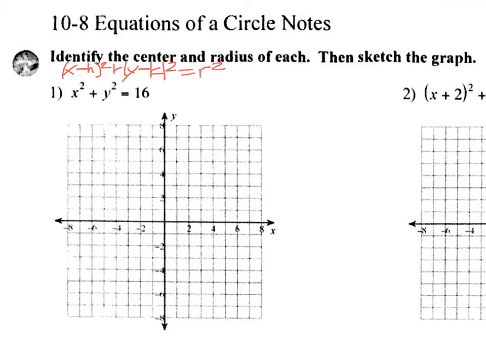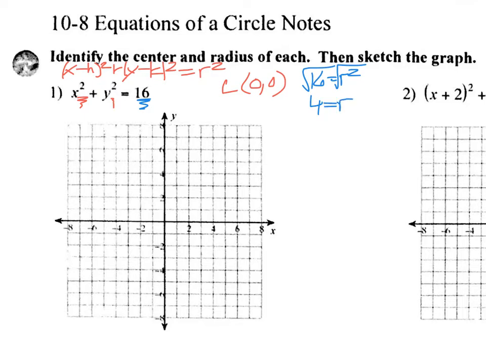Okay, so what's being subtracted from this x? Nothing, 0. What's being subtracted from this y? Nothing, 0. So what does that mean? That means our center, and I'm going to use a big C, is at (0, 0). Okay, equals r squared. Now 16 is r squared. So how do I get r? I've got to take the square root, which would give me 4.